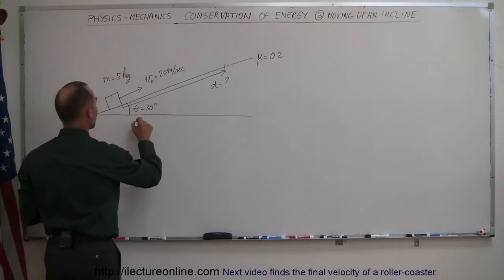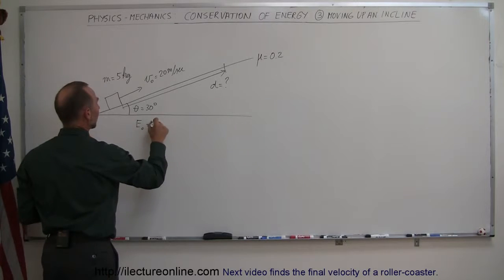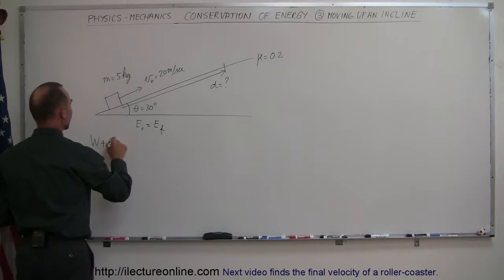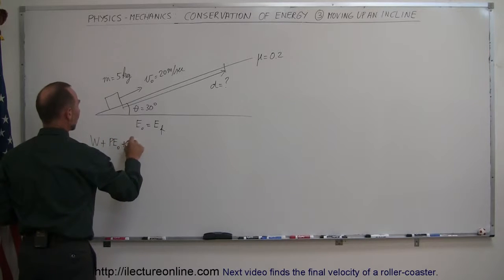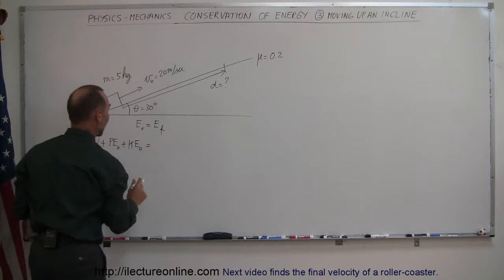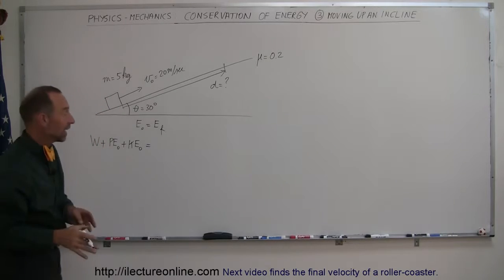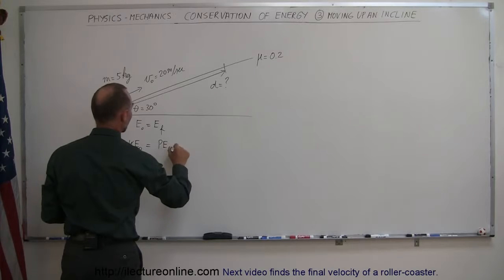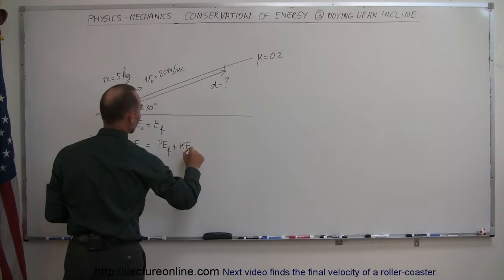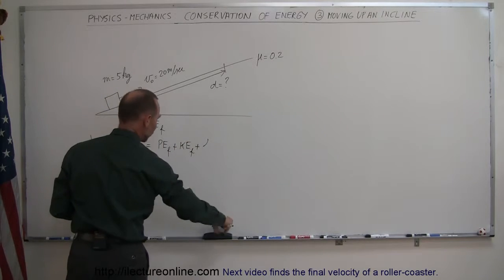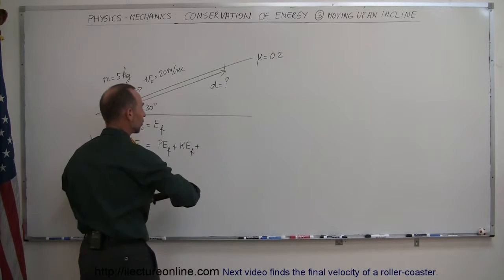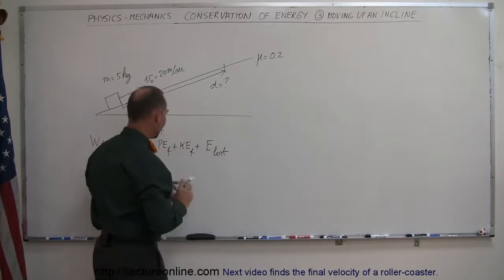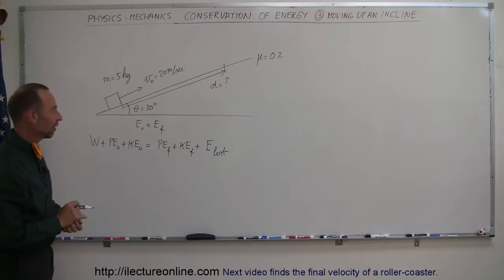We can say that the energy initial equals energy final, which means that any work put into the system plus any initial potential energy that it has plus any initial kinetic energy that it has must equal the final state, which means any final potential energy that it has plus any final kinetic energy that it has plus any heat lost or energy lost due to friction. So any energy lost. All right, so that's always the case. We always use that very same equation.